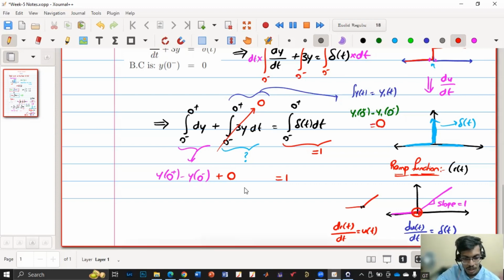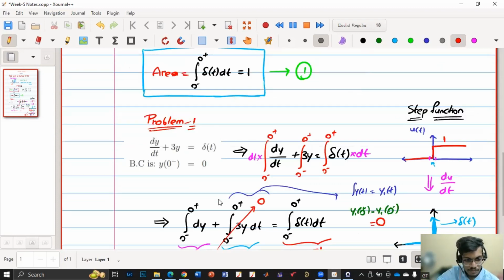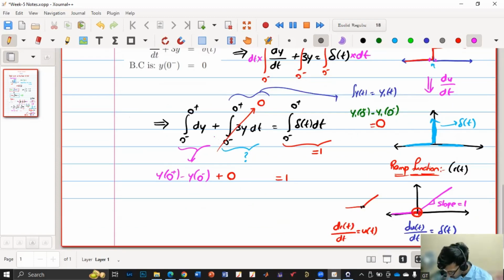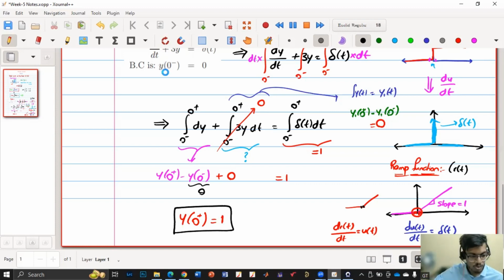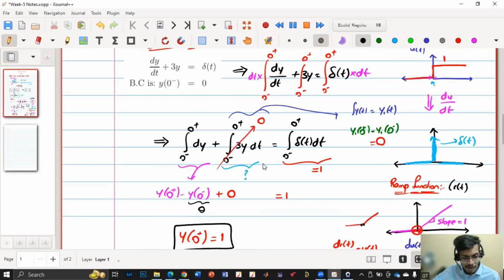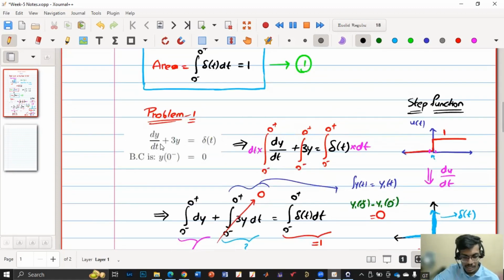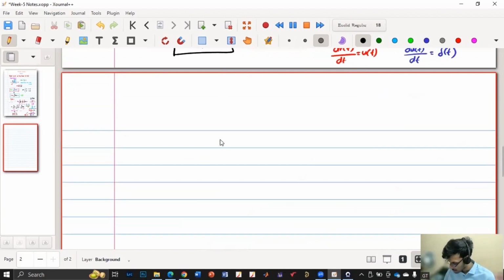Now we get this expression, and they have given the boundary condition y(0-) equals 0. So this value is 0. From this we get y(0+) equals 1. So we got y(0+). Now you may ask what is the use of this y(0+), because we are still not getting y(t). I'll come to this point. So the given equation is dy/dt plus 3y equals delta(t), right?